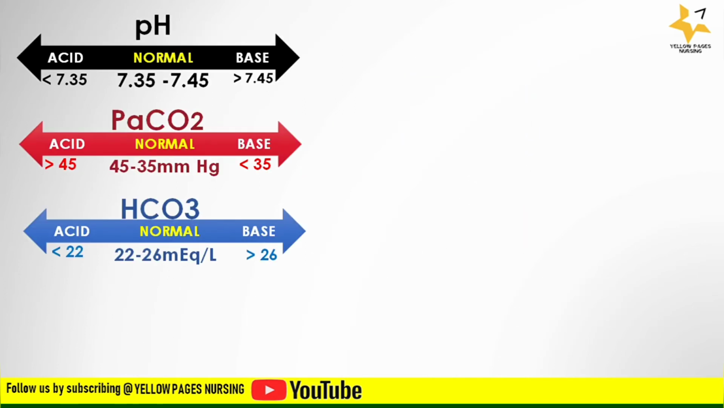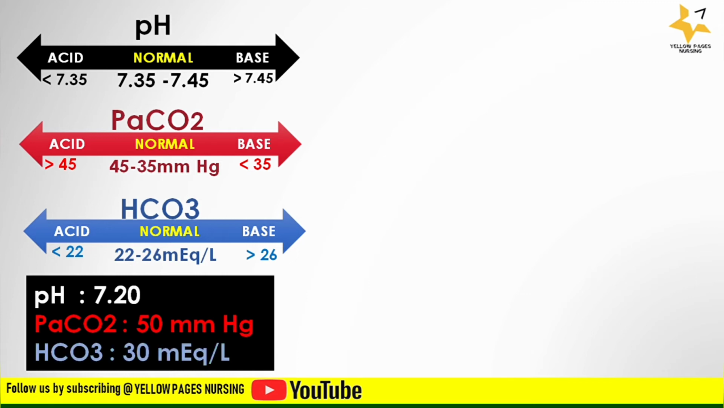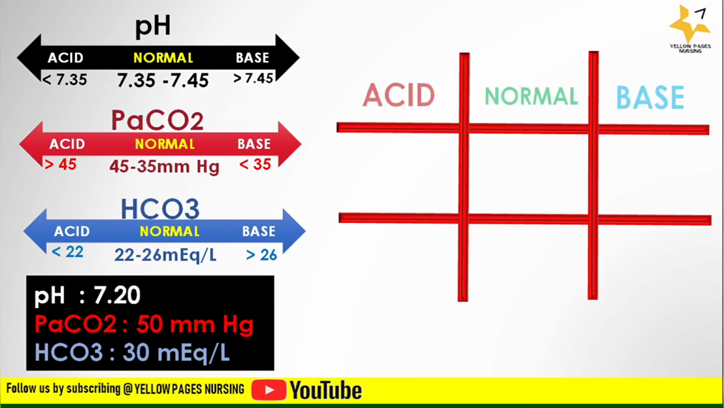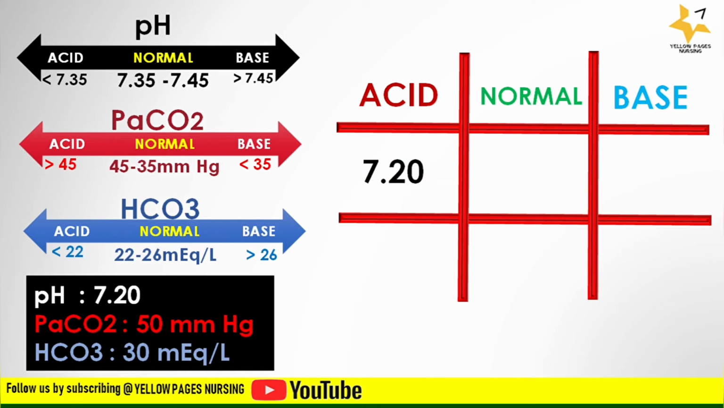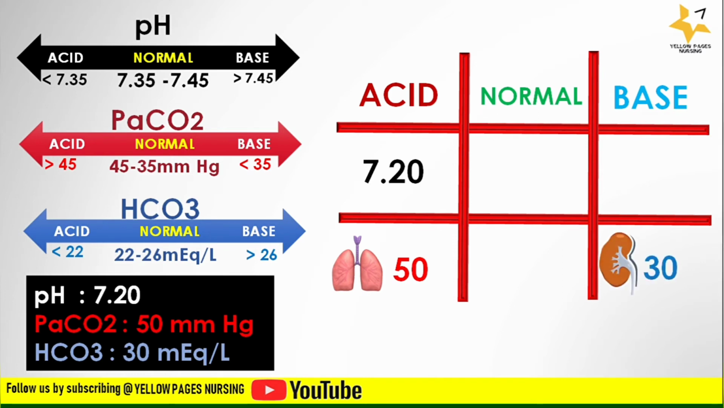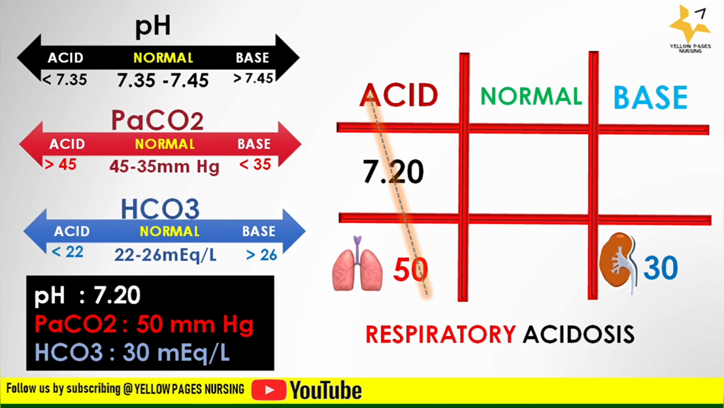First one, pH is 7.20, PaCO2 is 50 mmHg and bicarbonate is 30 milliequivalent per liter. Using tic-tac-toe method, pH is 7.20, which falls in the acidic state. PaCO2 is 50 mmHg, which also falls in the acidic state. Bicarbonate is 30 milliequivalent, which is more than the normal range and hence it falls in the alkalotic state. Because pH and PaCO2 match in the acidic state, we say it is a respiratory acidosis.